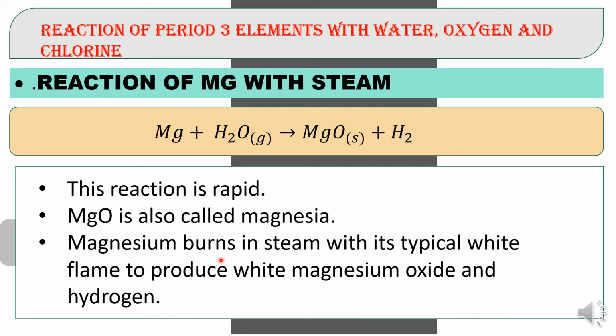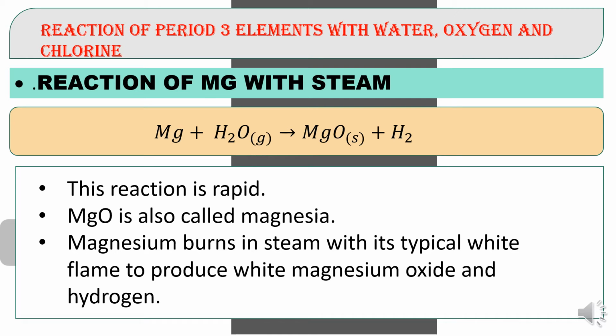Magnesium burns in steam. The third point is that magnesium burns in steam with its typical white flame to produce white magnesium oxide, as I told you before, and hydrogen. So if we react magnesium with H2O in gas form, steam, what will be the product? Magnesium oxide, which is white, along with hydrogen gas. These two things will be formed due to the reaction of magnesium and water.